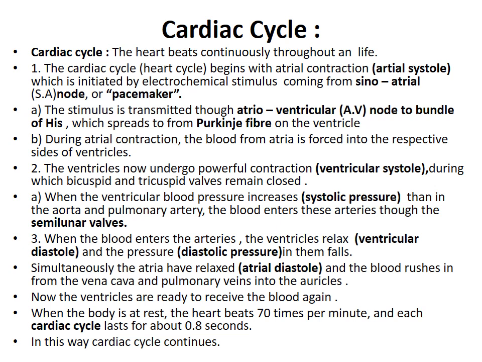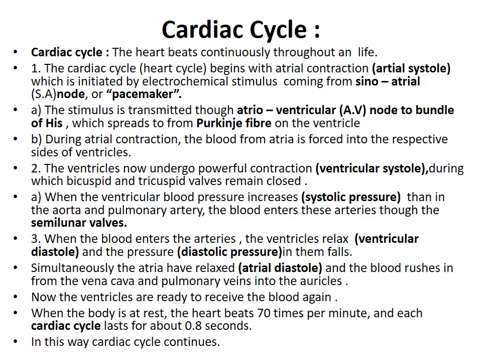When the blood enters the arteries, the ventricles relax, which is called ventricular diastole, and the pressure then falls; this is the diastolic pressure. Simultaneously, the atria have relaxed, the atrial diastole, and the blood rushes into the ventricles from the vena cava and pulmonary veins. Now the ventricles are ready to receive blood again.